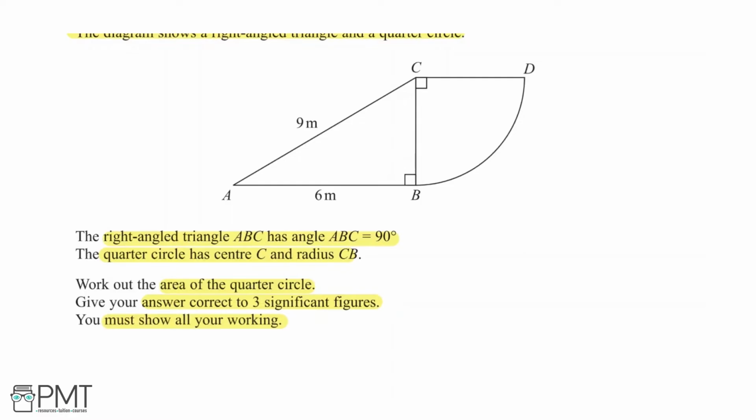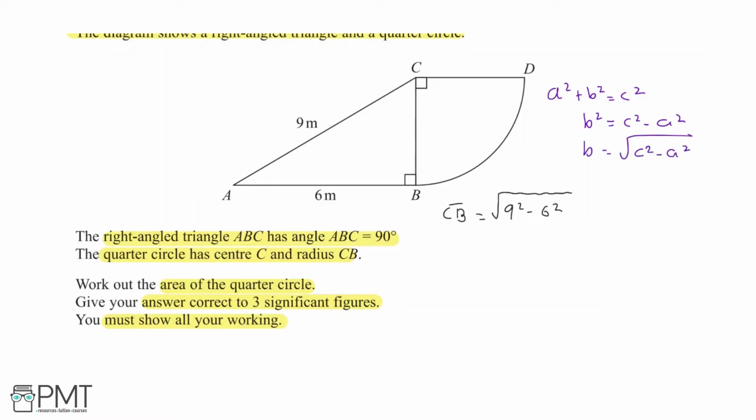So, the first thing I'm going to do is find length CB. We're going to say CB equals the square root of 9 squared minus 6 squared. And this comes from Pythagoras' theorem. If we have a squared plus b squared equals c squared, where c is the hypotenuse, and we want to find b squared, this will be b squared equals c squared minus a squared, and so b equals the square root of c squared minus a squared, which is what we've done here.